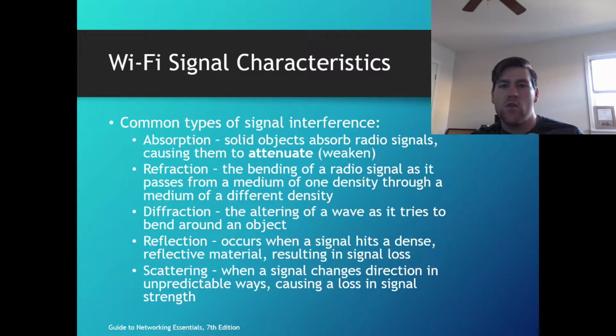And then there are other things that can cause scattering as well. Refraction can cause signals to scatter, and other instances can cause signals to scatter, really. But typically that would happen at the extremes of your wireless signal's range.